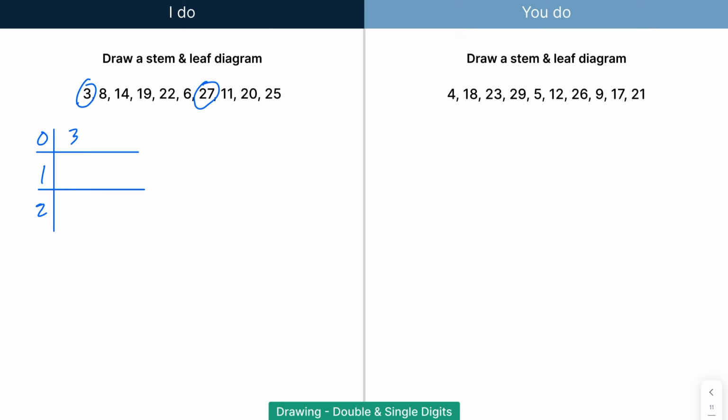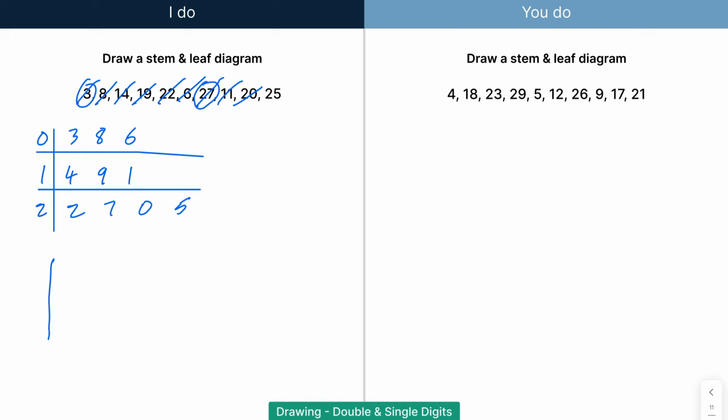So 3 can go in there, 8 can go in there, 14 is there, 19 is there, 22 is there, 6 is here, 27 is there, 11 is there, 20 is there, and 25 is here. So that is that done. And now we need to put this in order.